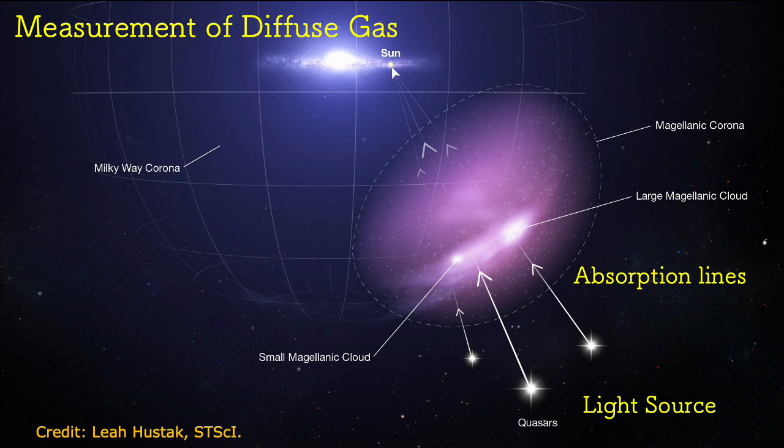By observing the absorption of ultraviolet light from background objects, they could analyze the gas's density, temperature, and composition.